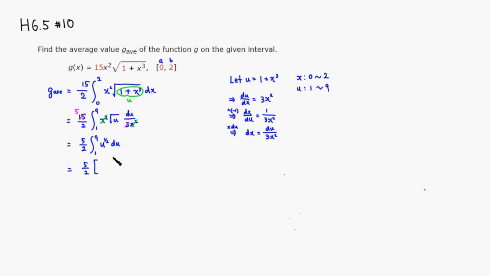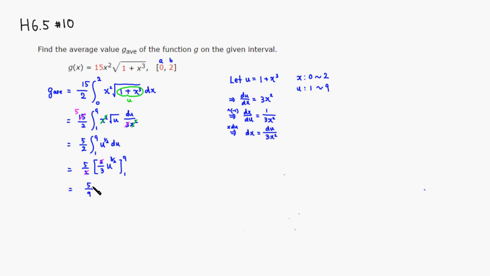Alright, then we have 5 halves, it's there still. And antiderivative, so add 1 to the power, so it's going to be 3 halves. Then divide by 3 halves is equivalent to multiplying by 2/3. So I'm going to put that. And then it goes from 1 to 9. Alright, so we can cancel 2 on top and 2 on the bottom. Then I can probably pull 3 outside.